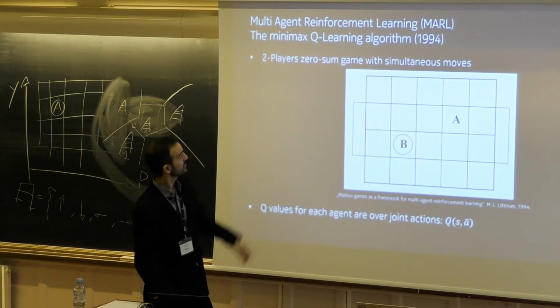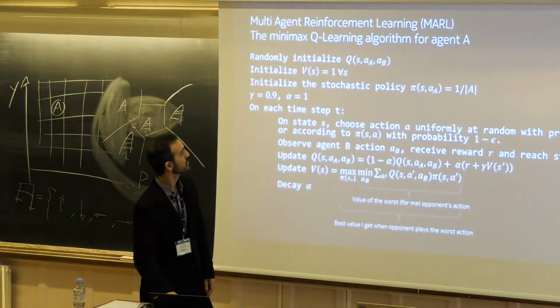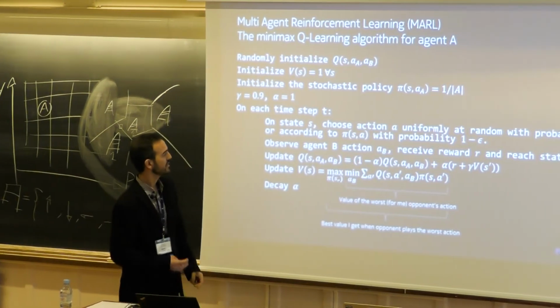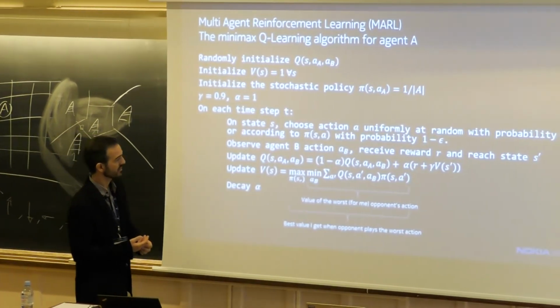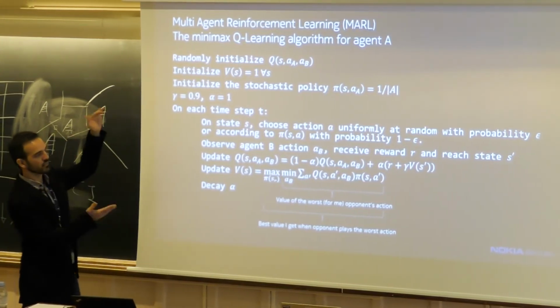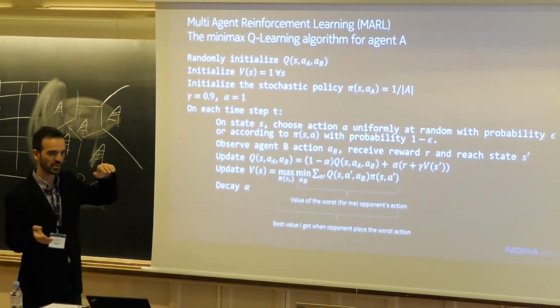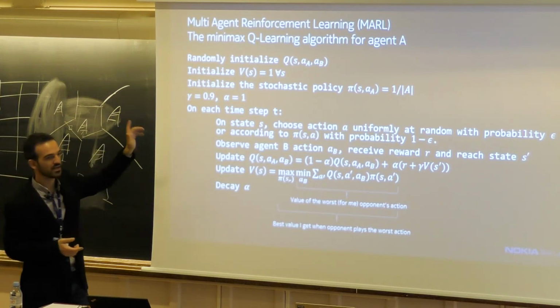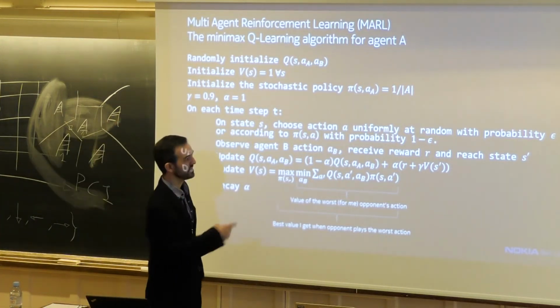And the way Littman solved this back in the day was with this minimax algorithm, which I think is very intuitive as well. So basically we have this algorithm running in both agents, okay? So we're running in duplicate. I'm just showing it here for one agent. I'm showing it for agent A. And this is a tabular method.